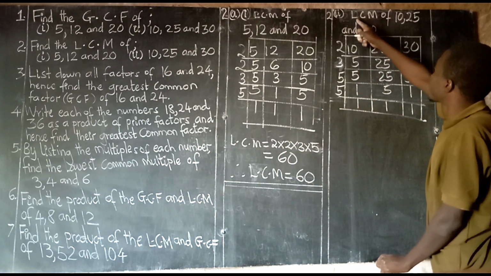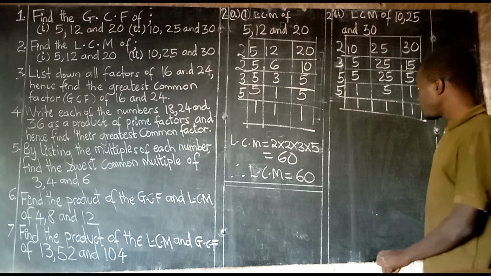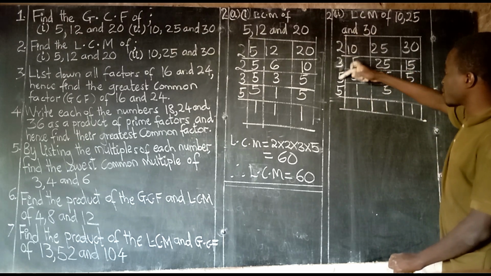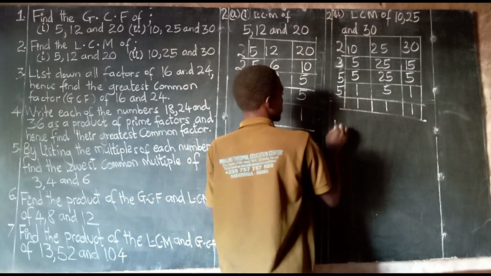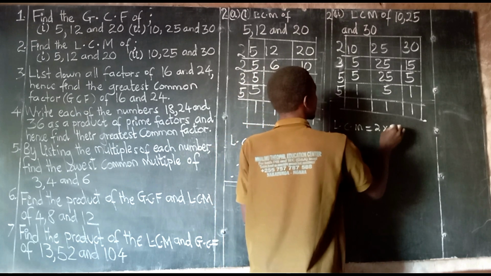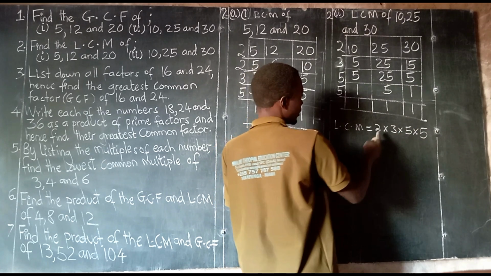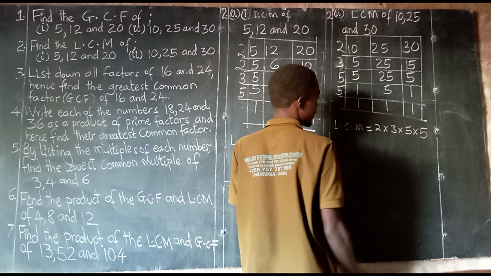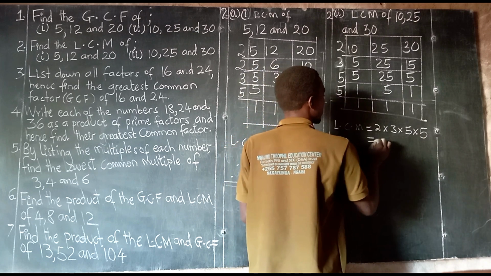After that, we have to look again at what we are asked for. We are asked to find the LCM. As I told you, when you are asked to find the LCM, you have to multiply all the prime factors which have been used. Now, the LCM for our question will be 2 times 3 times 5 times 5. When you multiply 2 times 3, you get 6. 6 times 5, you get 30. 30 times 5, you get 150.